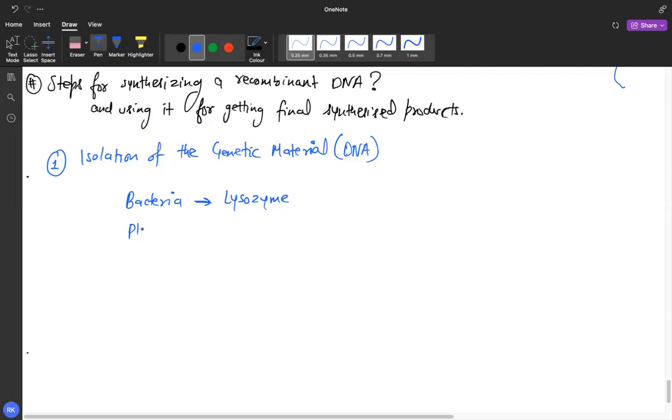And if we are working with plant cells, and we want our gene of interest which is present in a plant cell, we know that the cell wall of plant is made up of cellulose. So what is the enzyme that we will use to break it open? Cellulase. This is the same enzyme which is present in the gut of herbivorous animals, which are obligate herbivores in nature, and that's why they can digest every source of starch or cellulose from the plant.